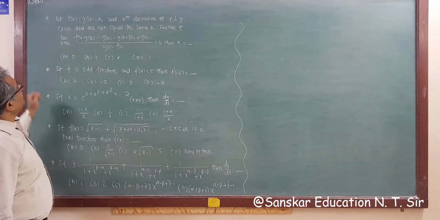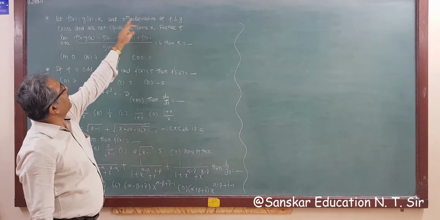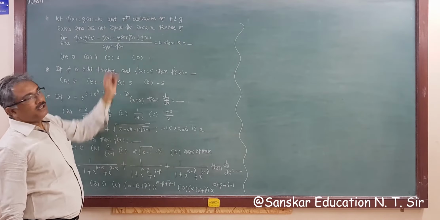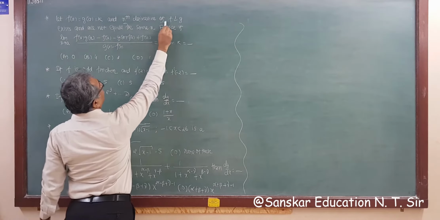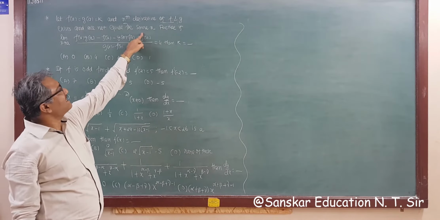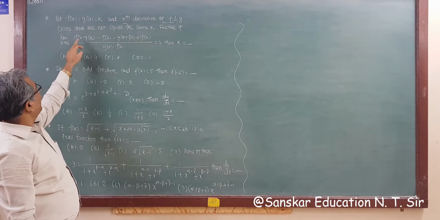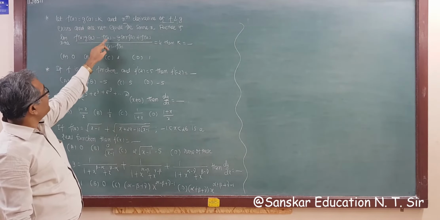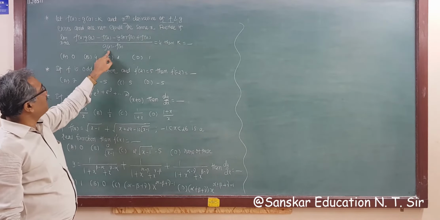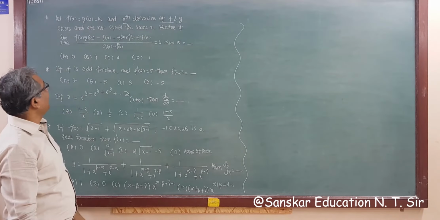So the question is: let f(a) = g(a) = k, and the nth derivatives of f and g exist and are not equal for some n. So the nth derivative of f(x) is not equal to that of g(x). And further, if the limit as x tends to a of [f(a)g(x) − f(a) − g(a)f(x) + f(a)] upon [f(x) − g(x)] equals 4, then you have to find the value of k, right?